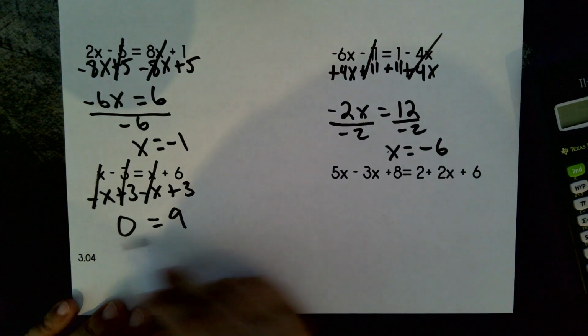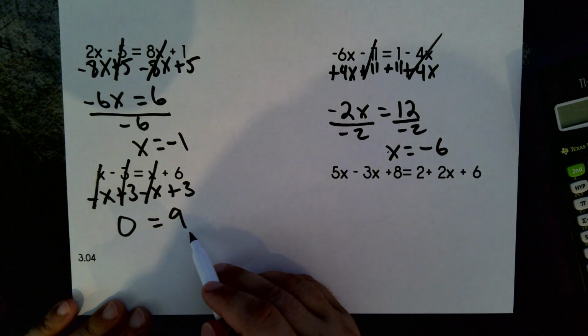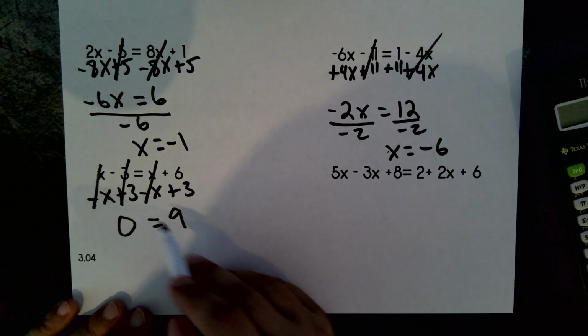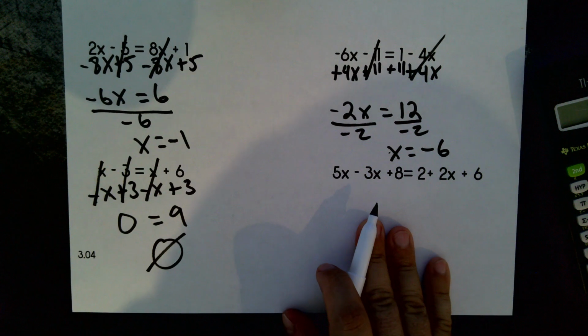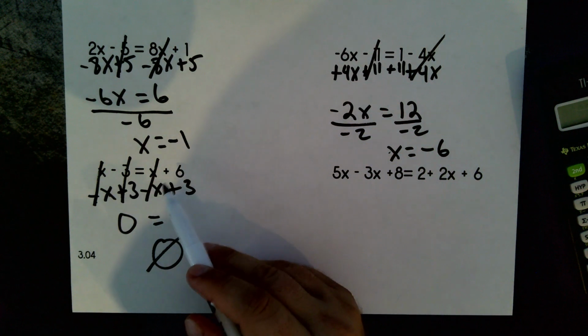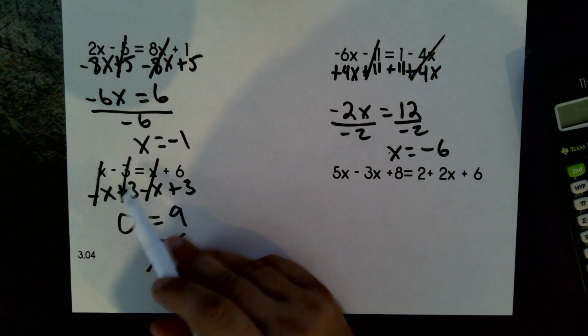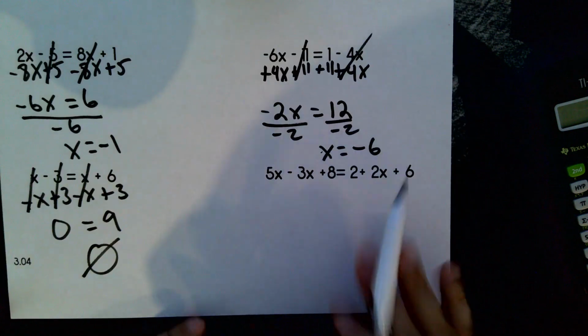So this is a mathematical statement that says 0 is equal to 9. And since that's nonsensical, 0 cannot be equal to 9, there's actually no solution to this equation. There's nothing we can plug in for x to make these equal to one another.